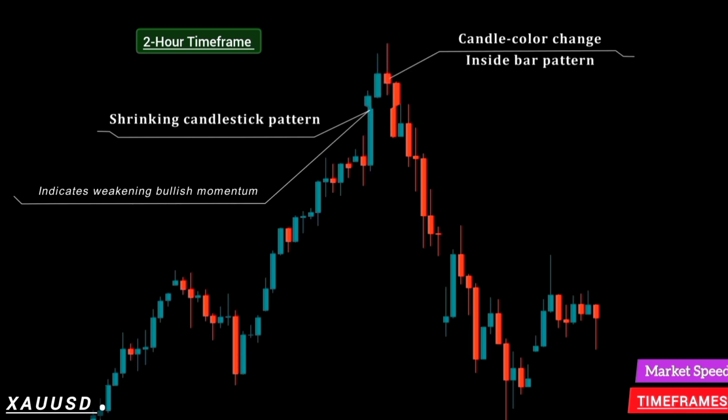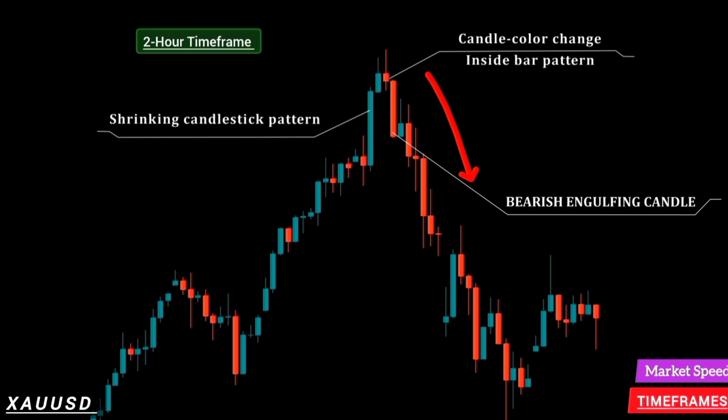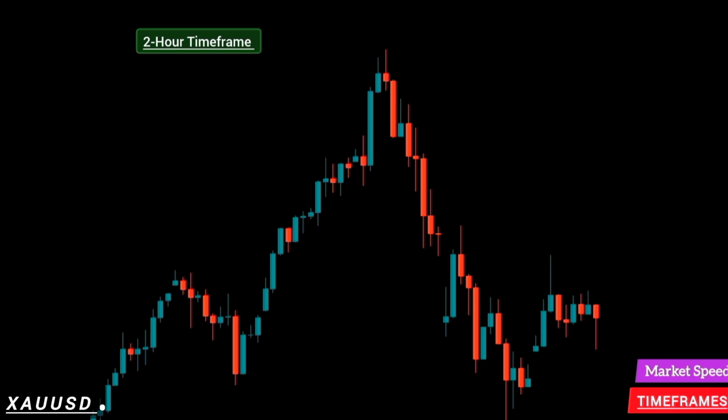This was followed by the candle color change to red, suggesting a potential sell opportunity. The subsequent formation of the bearish engulfing candle confirmed the reversal, signaling bearish momentum entering the market. Now, since this was a counter-trend trade in a heavily trending bullish market, a strong bearish price action was required to validate the reversal.